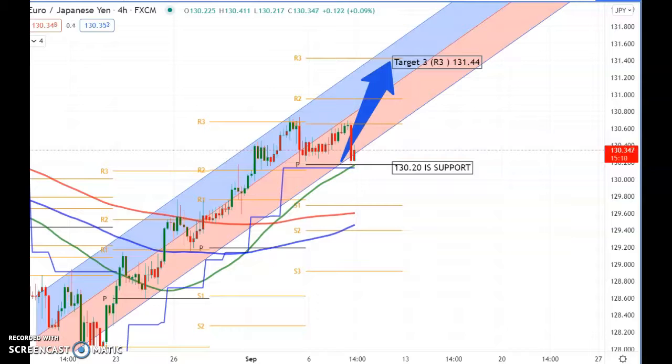If the euro dollar is going to move up, then the euro yen will probably follow it as well. This is a much stronger position here. As you can see, the price is now moving down to the support line, 130.20. It's failed to go below that, interestingly, and it's also above all moving averages. So we're in this. We're not making any money, which is a shame. But nonetheless, we expect this price to move up to R3, 131.44 in the next few days.